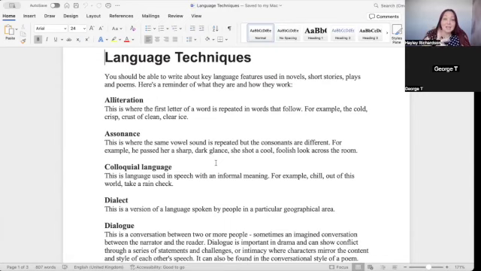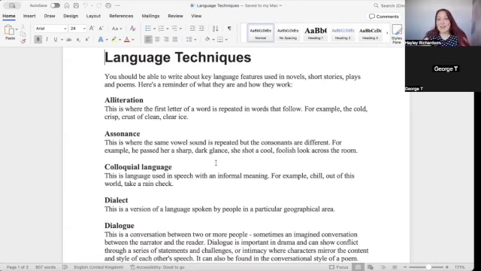So, language techniques. You should be able to write about key language features used in novels, short stories, plays, and poems. Here's a reminder of what they are and how they work. So, alliteration. This is where the first letter of a word is repeated in words that follow. For example, the cold, crisp crust of clean, clear ice. So, alliteration is the first letter that is repeated.